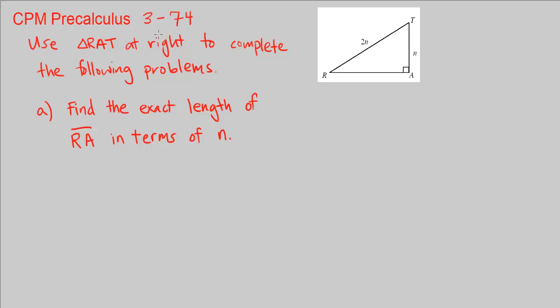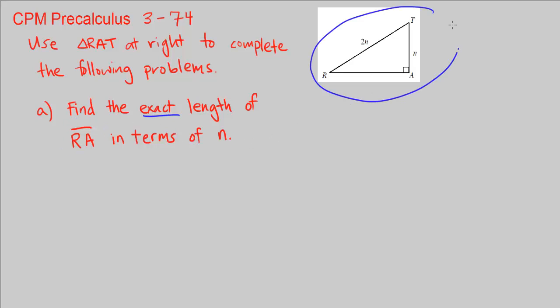This is CPM Precalculus Chapter 3, number 74. So here we want to use triangle RAT at right. So here's the triangle to complete the following problems. Part A says to find the exact length of side RA in terms of n.